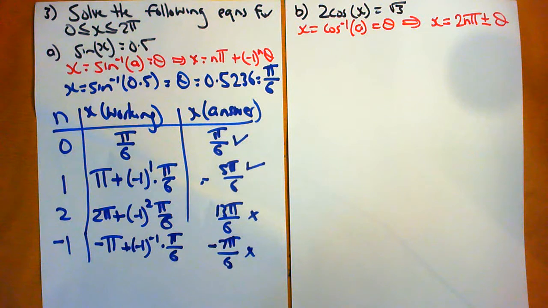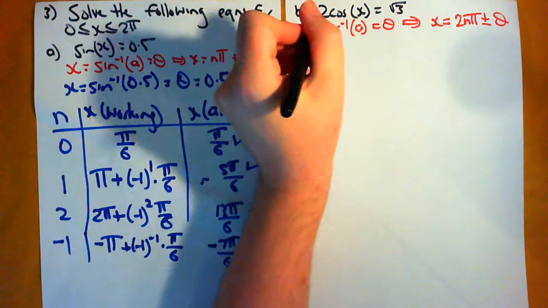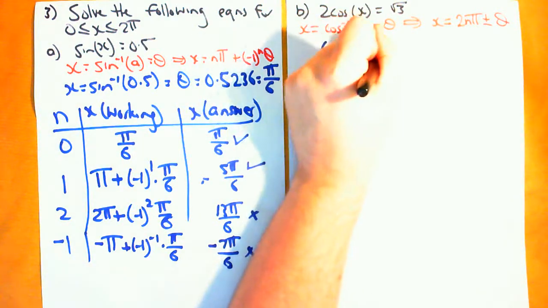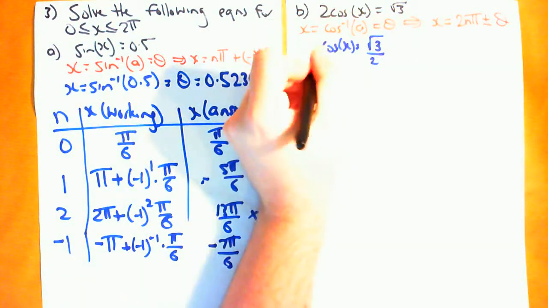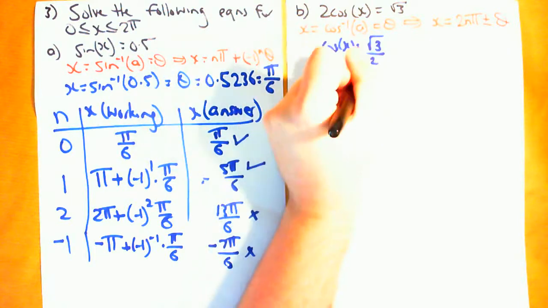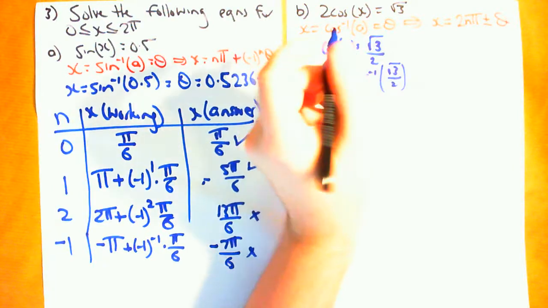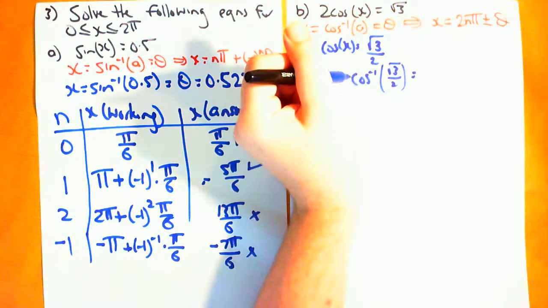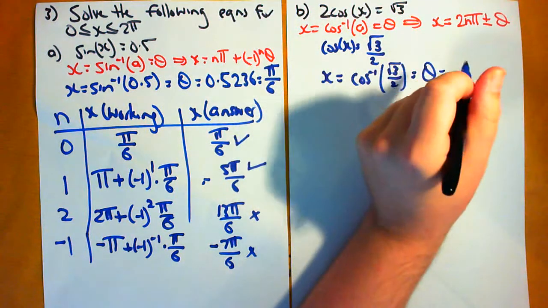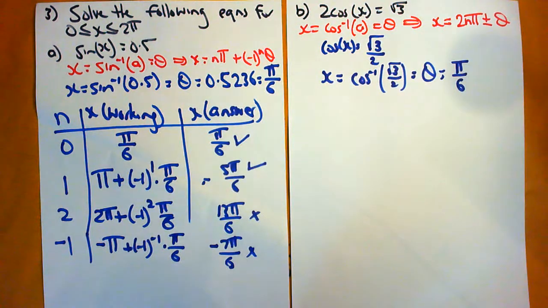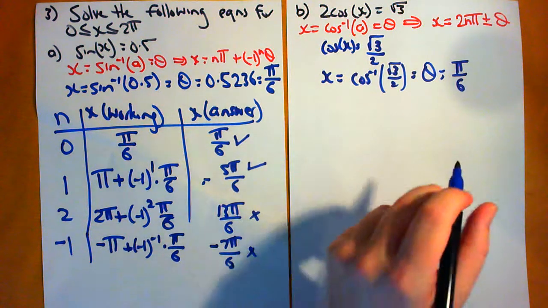Now question B here, we've got 2 cos of x equals the square root of 3. So if we divide both sides of that by 2, we get cosine of x equals the square root of 3 divided by 2. Solving that for x, we get cos inverse of square root of 3 divided by 2. And if we calculate that, we'll get theta, which is exactly the same number. It turns out we get pi over 6 again here.